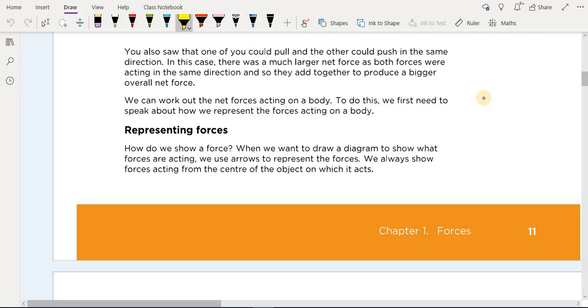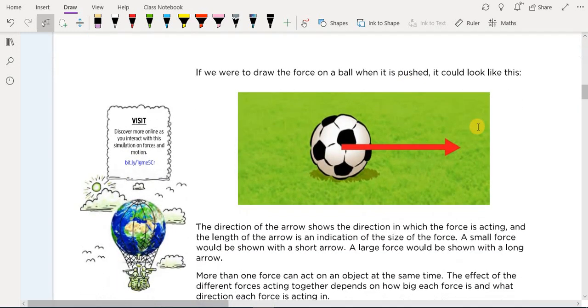Okay. And again, this is not going to be new to you. These are things that we've done previously. And so what we've looked at is how do we represent a force on paper. And basically, you know that when we draw this on paper, we use an arrow to represent the force. And we always show forces acting from the center of the object on which it acts. So here's an example, soccer ball being kicked along or being pushed. And you'll notice that the arrow is drawn from the center of the ball to the right in this case.